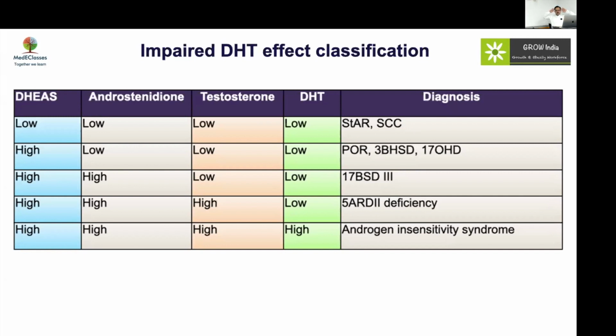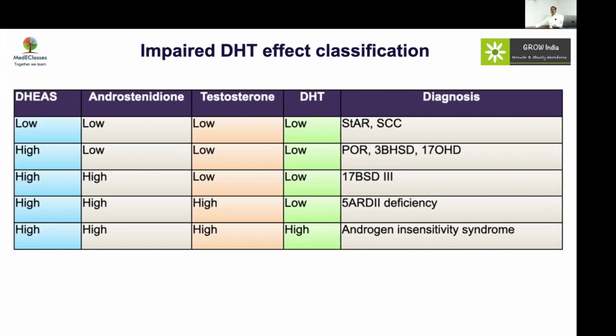So if you just remember this 4 by 5 table, which looks a bit complicated, it's very simple if you think about it from your steroidogenic pathway. If all low, proximal; all high, resistance. If you have a predominant increase in DHEAS, you're dealing with 3-beta. If you have an andro excess, it is 17-beta. Testo excess is 5-alpha. So it's not rocket science.